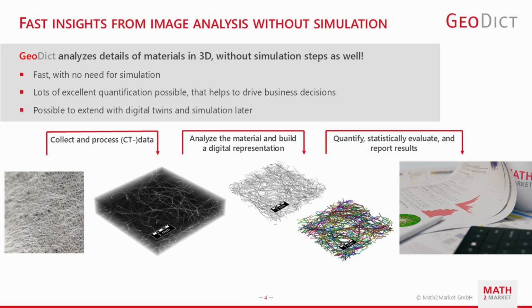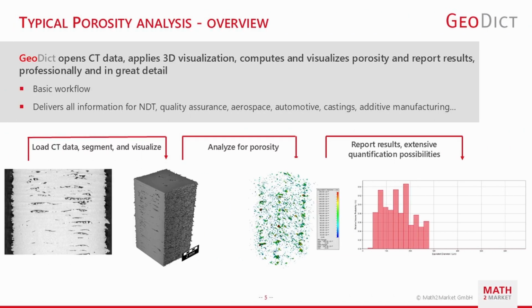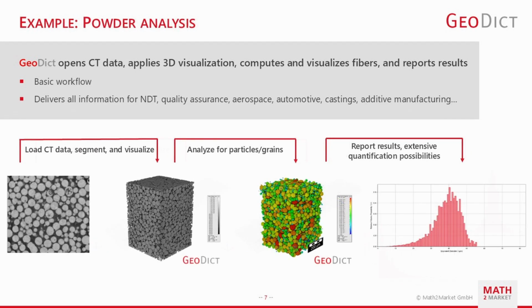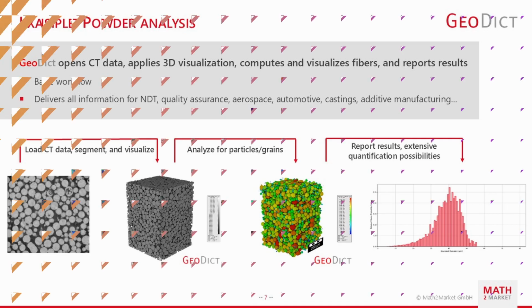Let's see some examples. The porosity analysis using the PoreDict module of GeoDict provides percentage values, pore size distribution, pore shape factors, and much more. GeoDict's FiberFind module segments individual fibers across the entire sample and performs comprehensive statistical analysis. GeoDict's GrainFind module accurately separates individual particles and analyzes the particle size distribution.